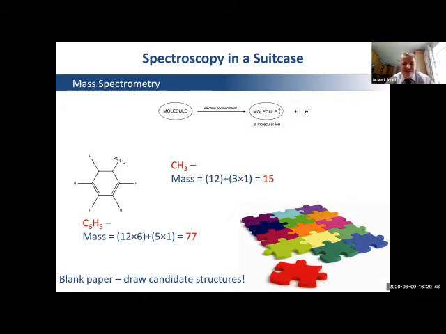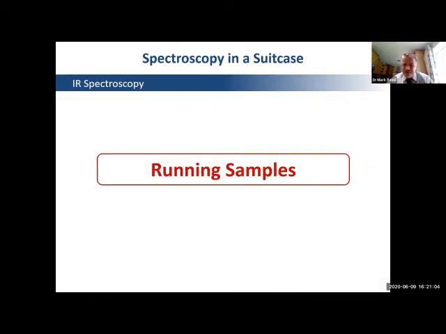You quite often don't get the right answer first time. Sometimes it might fit the mass spec data, but then you have to go back if something doesn't agree with the infrared. So you have to look at all of this data and be a little bit iterative, try and piece it all together. But I'm going to show you with running some samples how this happens.